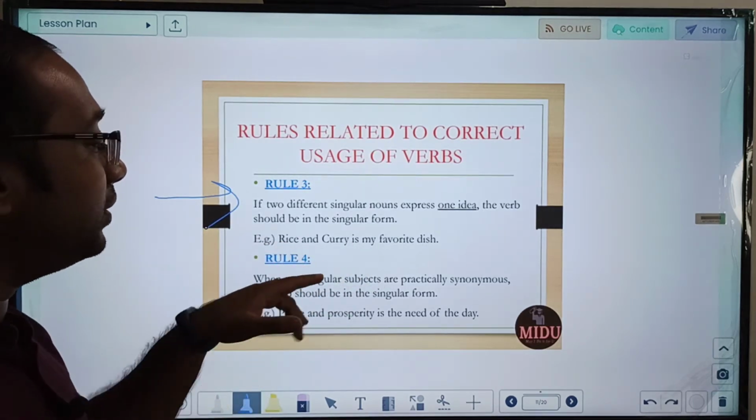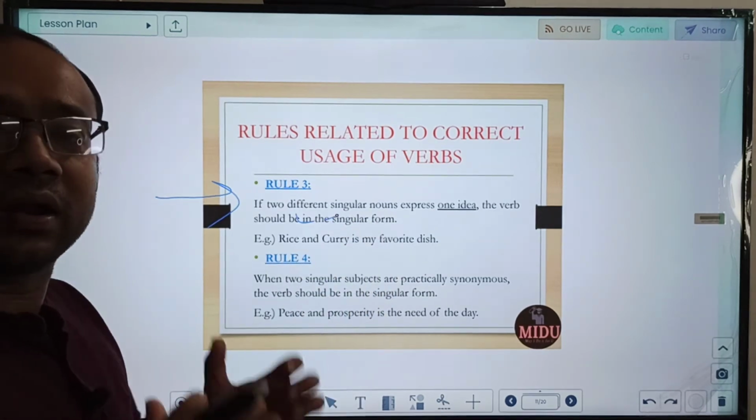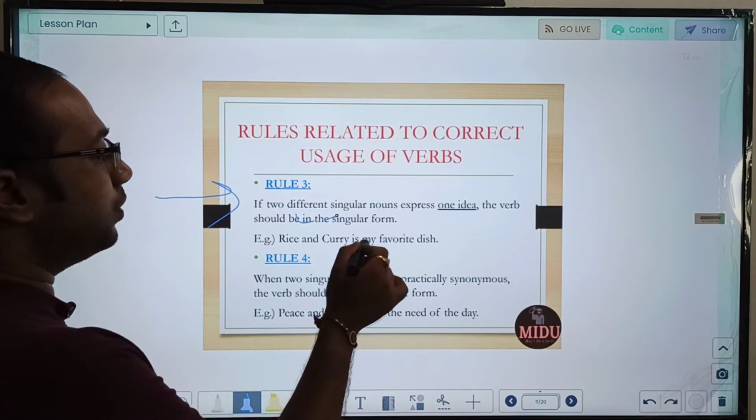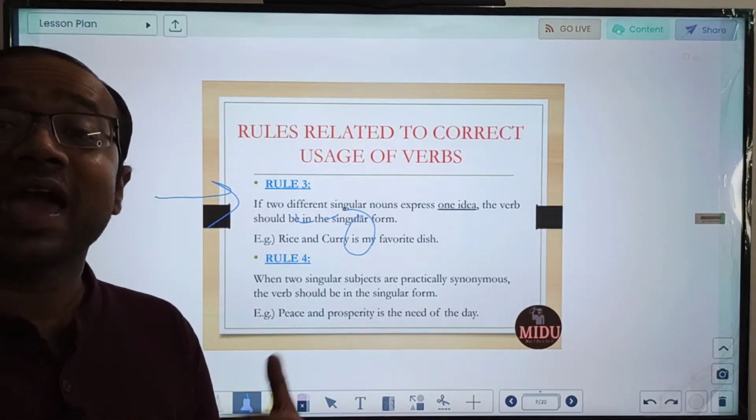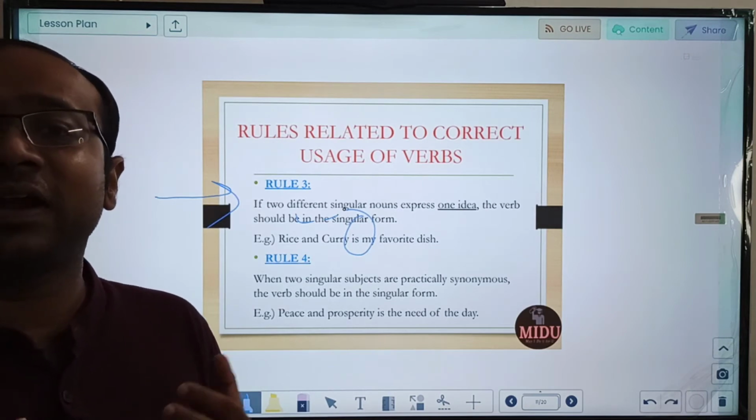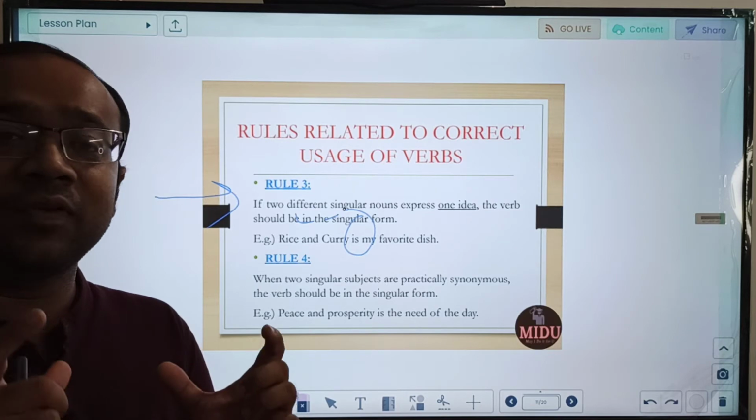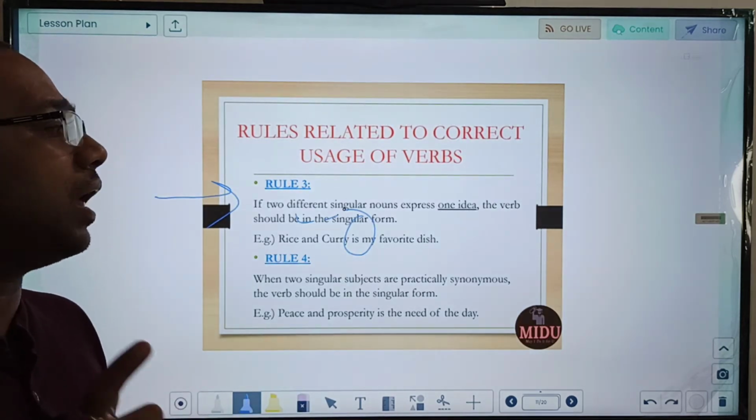So here you can say there are two items, rice and curry, but no, rice and curry acts as a dish and that is the favorite of some person, so it will be "is", not "are". So we can say, "Curry and chawal is my favorite lunch item." We will not say "curry and chawal are", because it is referring to one singular item, so the singular form will be used.